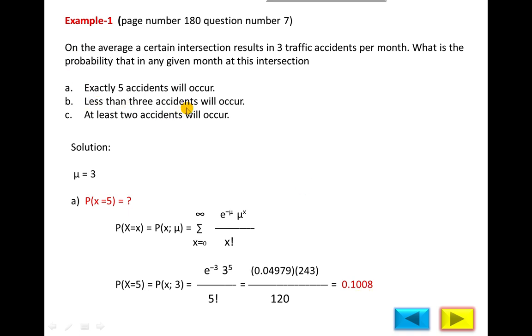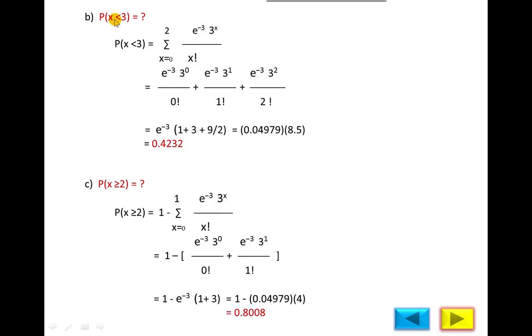Second part, less than 3 accidents will occur. Less than 3 means maybe 0 accidents, maybe 1, maybe 2, because it's a discrete variable. Less than 3 means up to 2. So we substitute 1 by 1. The probability of x less than 3 will be from 0 to 2. This is the formula. Mu is fixed at 3.